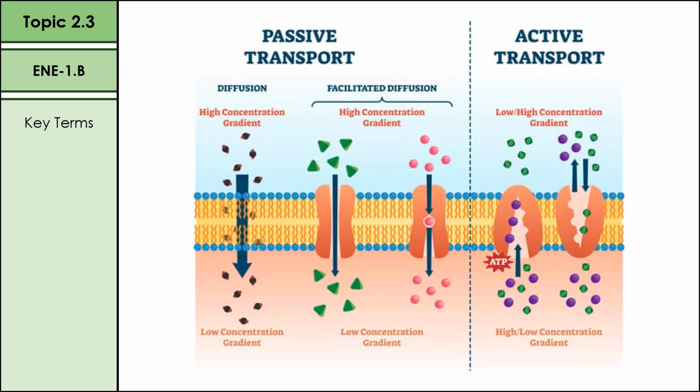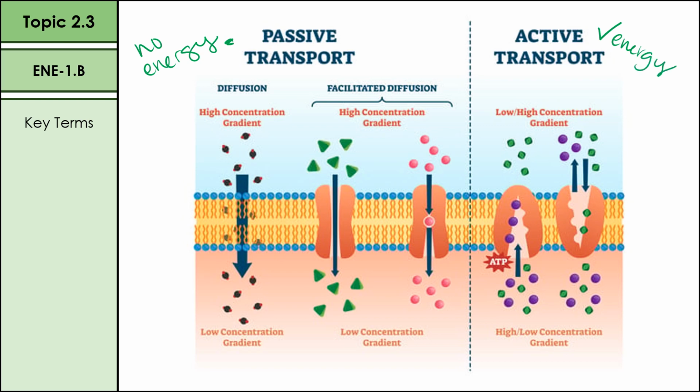So now that everything is said and done, let's summarize what we've discussed today. So we've got two major ways that our cells can move materials from one side to another. We have passive transport, which does not require any energy. No energy for passive transport. And we can contrast that to active transport, which does require energy.